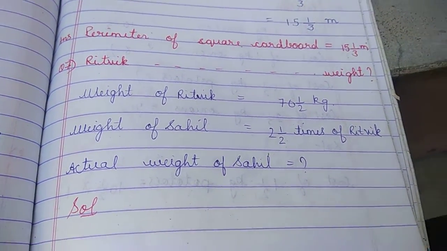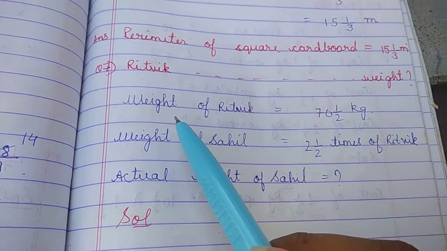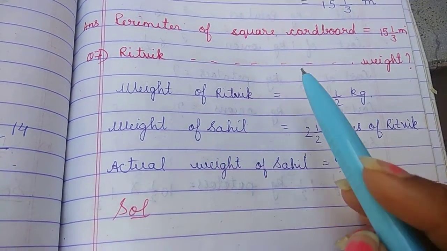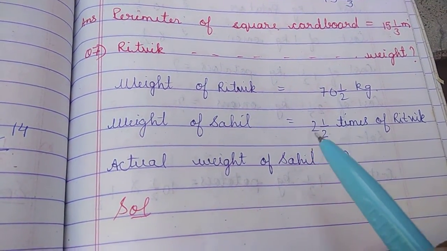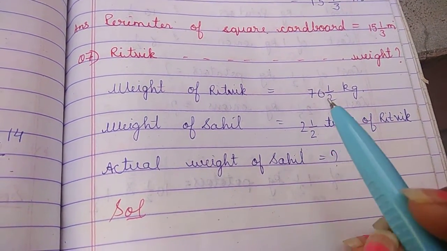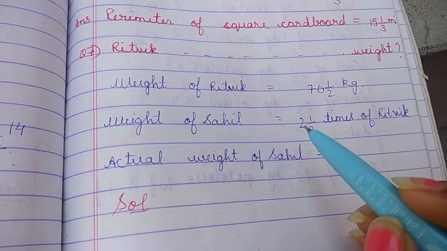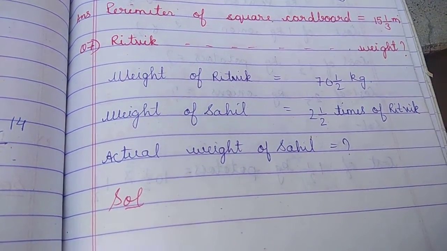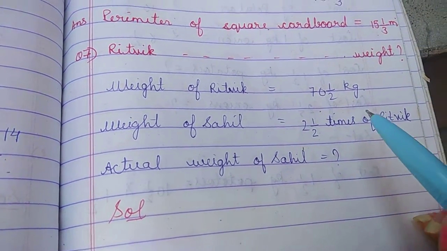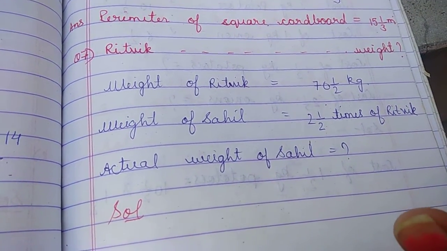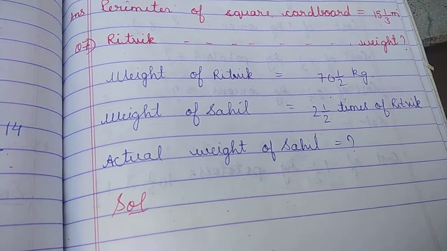Okay, next question is that there are 2 boys and their weight is given. Weight of Ritvik is 70 whole 1 upon 2 kg and weight of Sahil is not given exactly, it is just given that the weight of Sahil is 2 whole 1/2 times of Ritvik. Meaning whatever Ritvik's weight is, Sahil's weight is 2 whole 1/2 times of that.